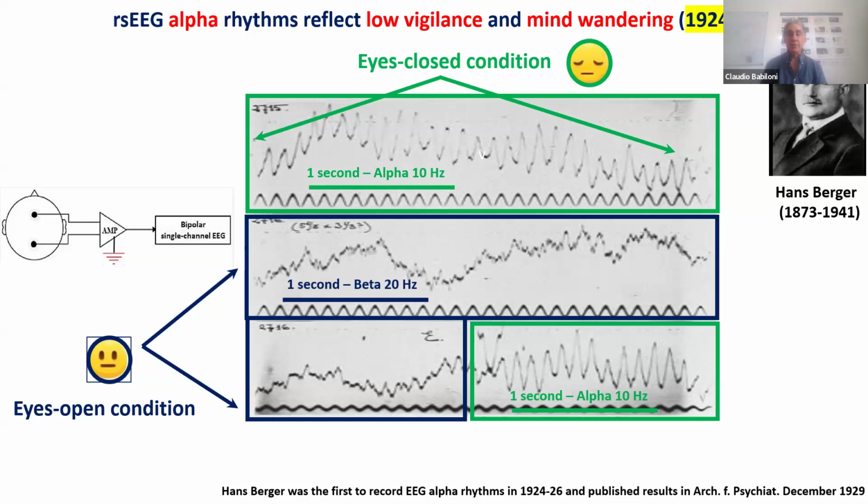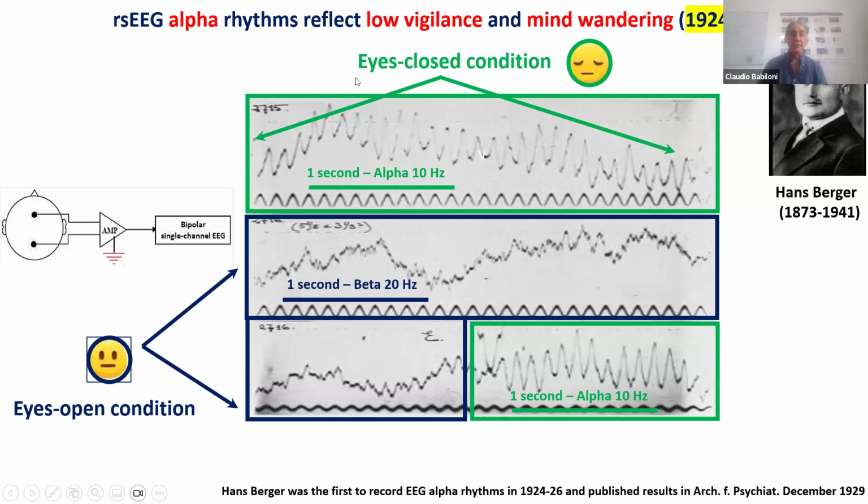Okay, this slide was presented in the first lesson and is presented to refresh the feature of the resting state EEG activity in the condition of eyes closed and eyes open. This was the trace of EEG activity showed by Hans Berger in the first recordings in humans about 1 century ago.